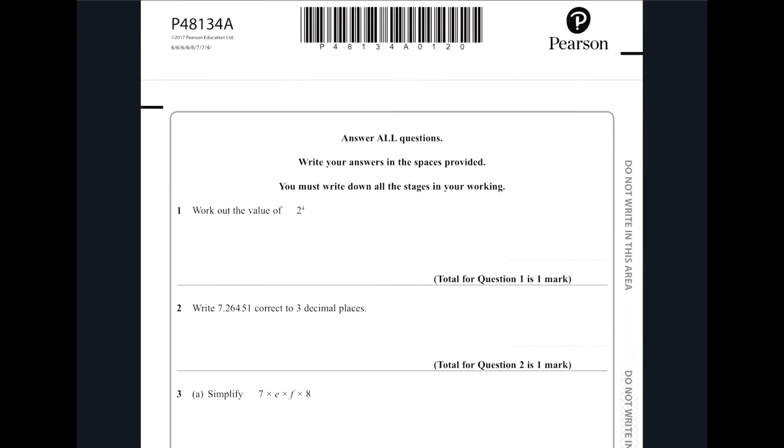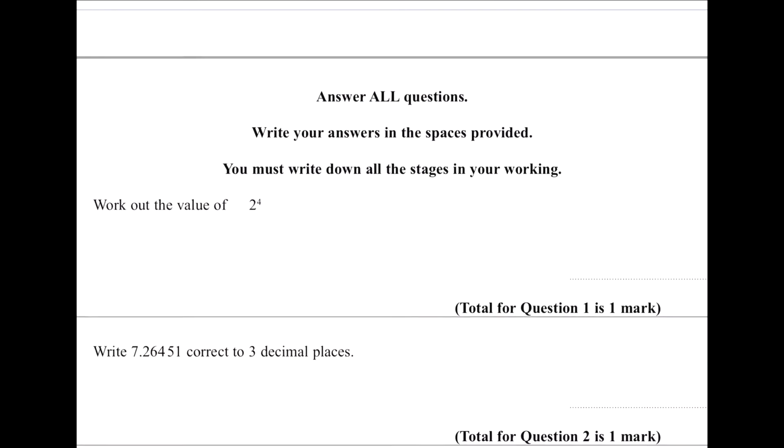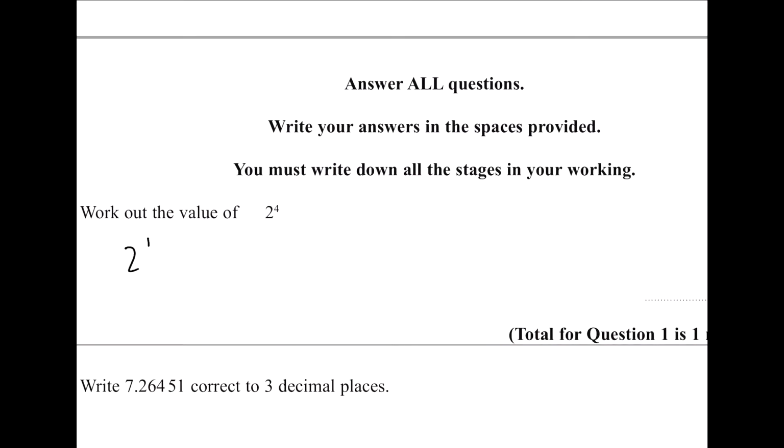So the first question asks us to figure out what 2 to the power 4 is. Well, what you should know is that 2 to the 4 basically means 2 times 2 times 2 times 2, where we have 4 2's. And if you do that, that's the same as 4 times 4, which gives you 16.